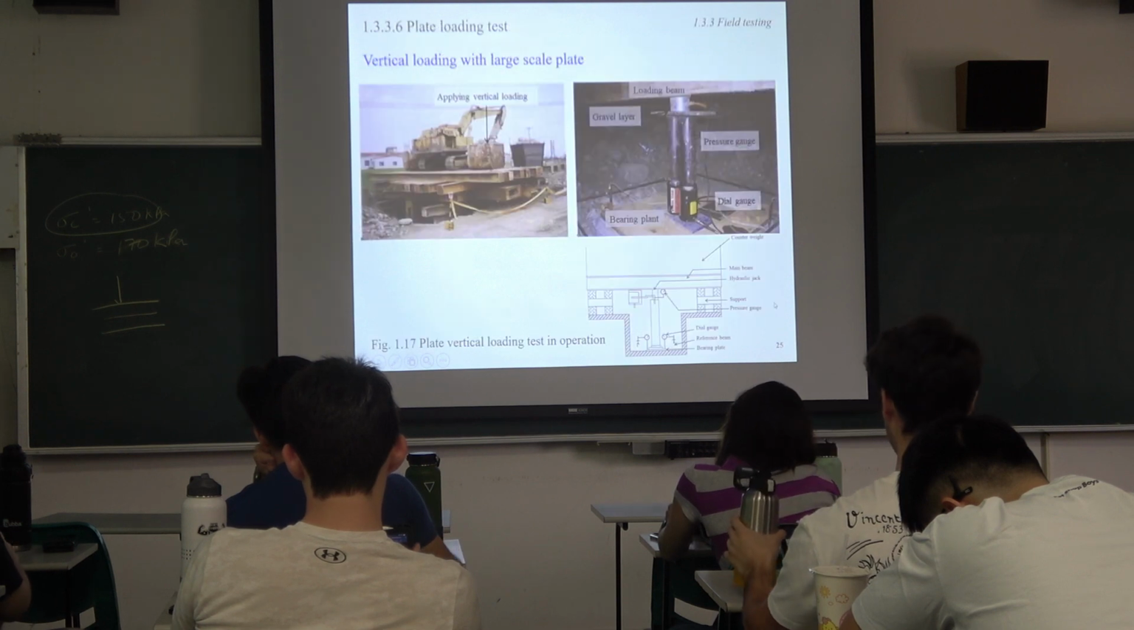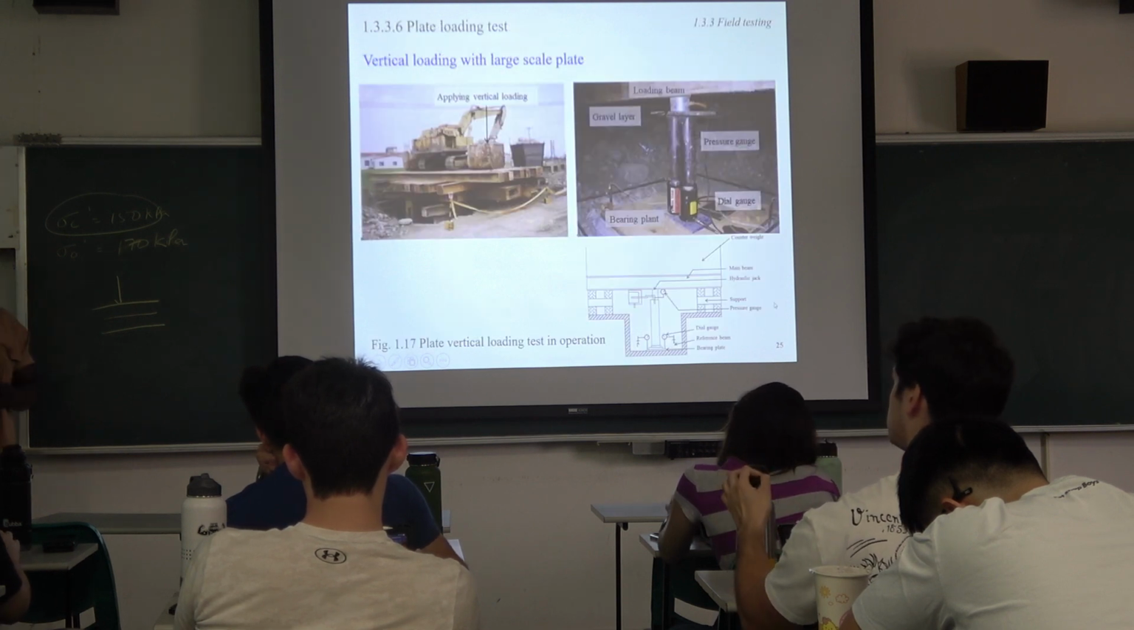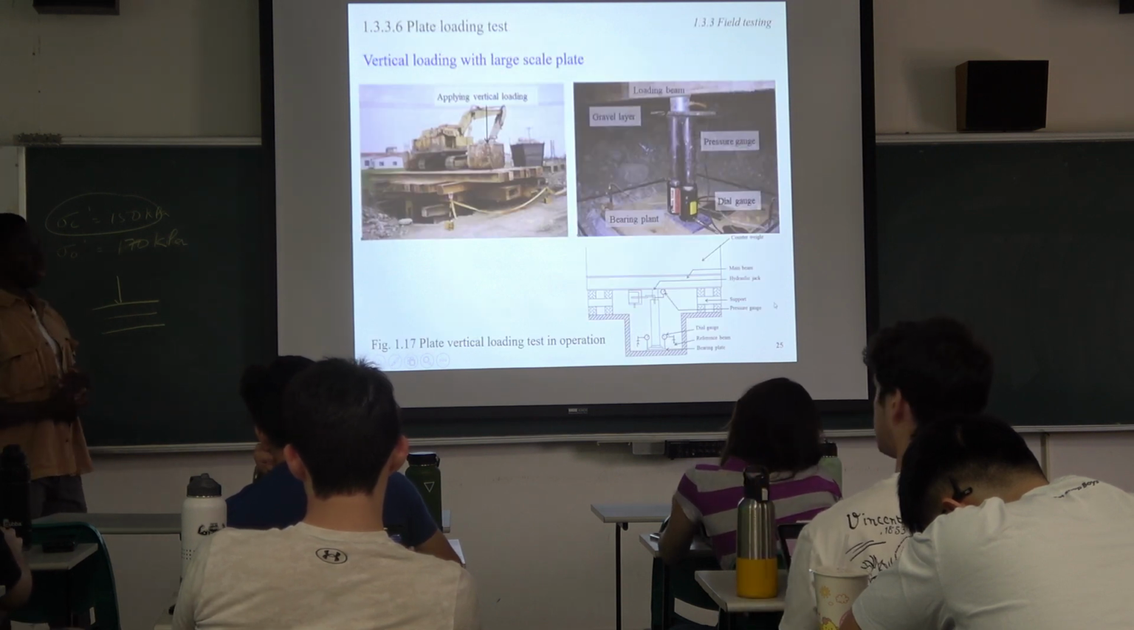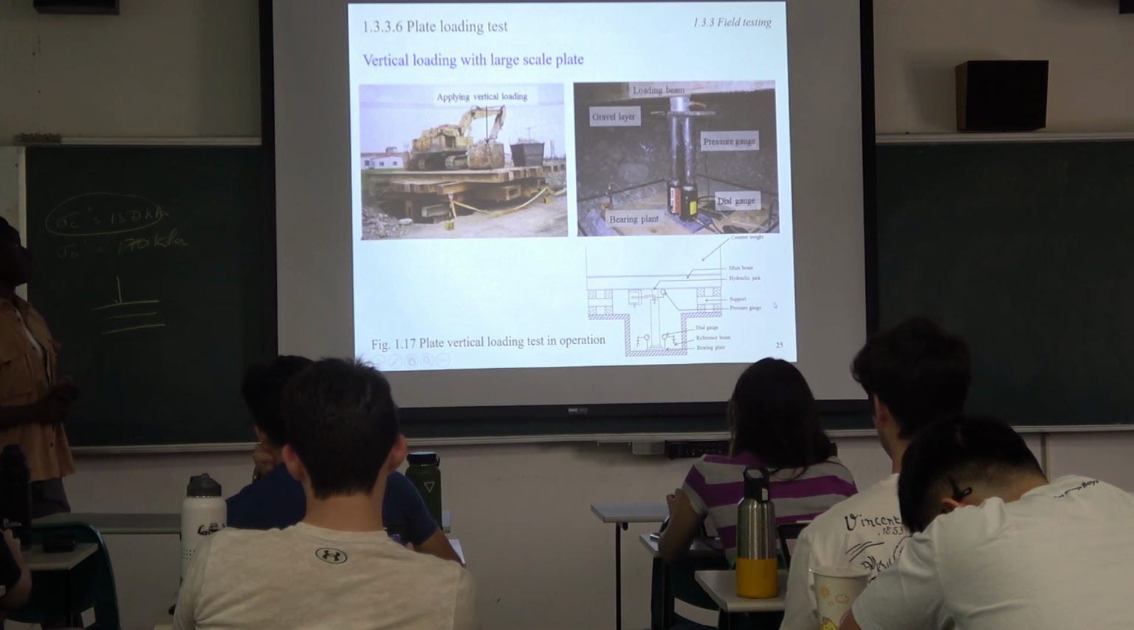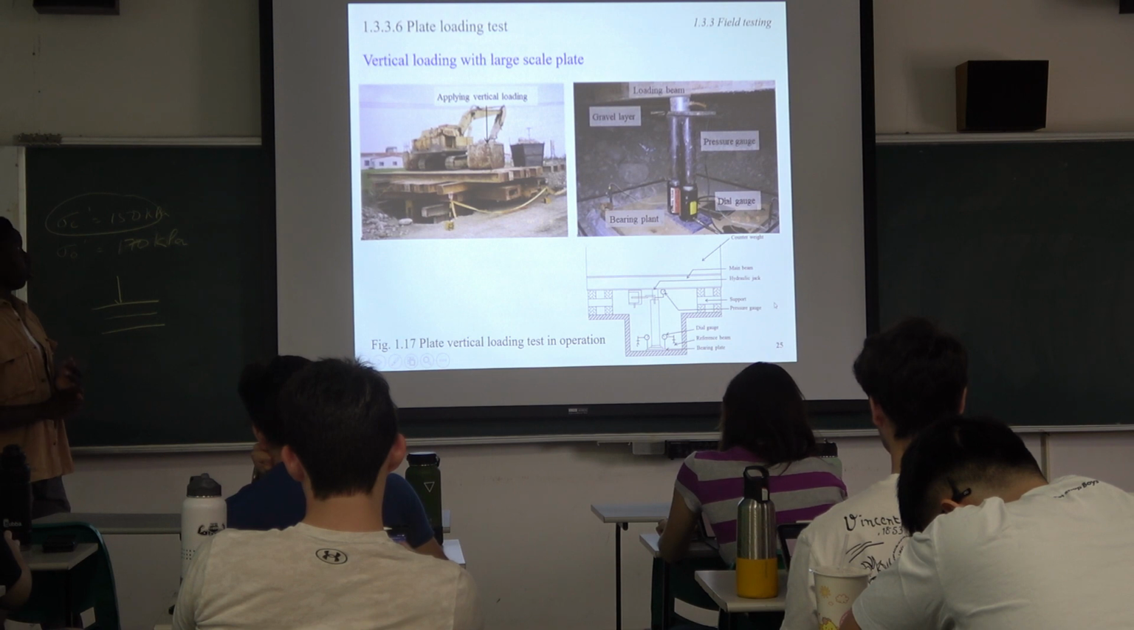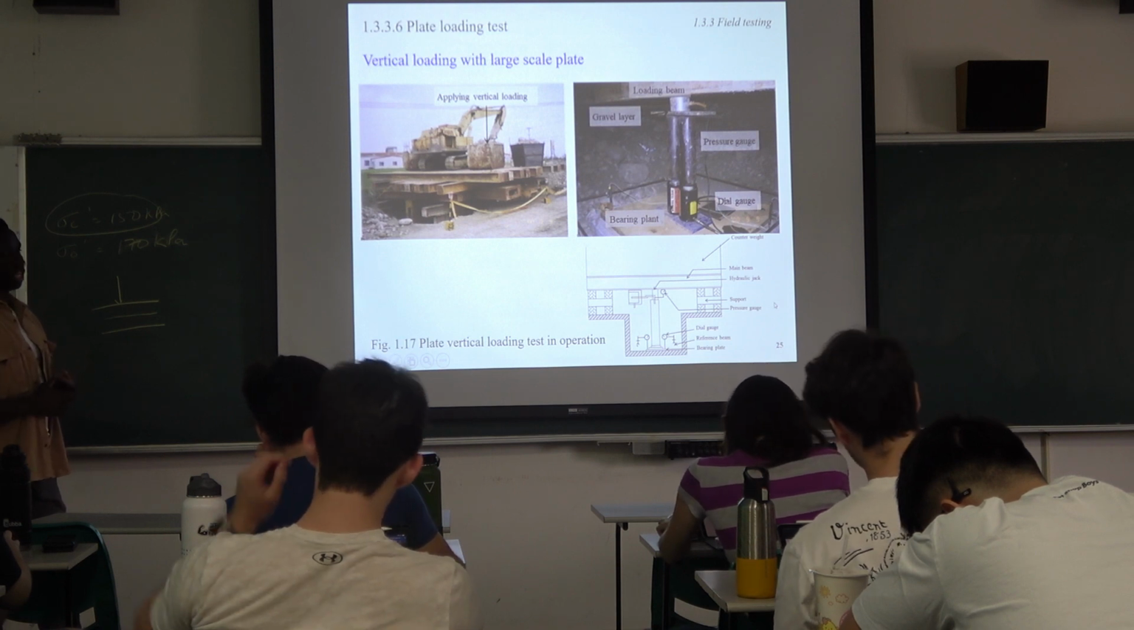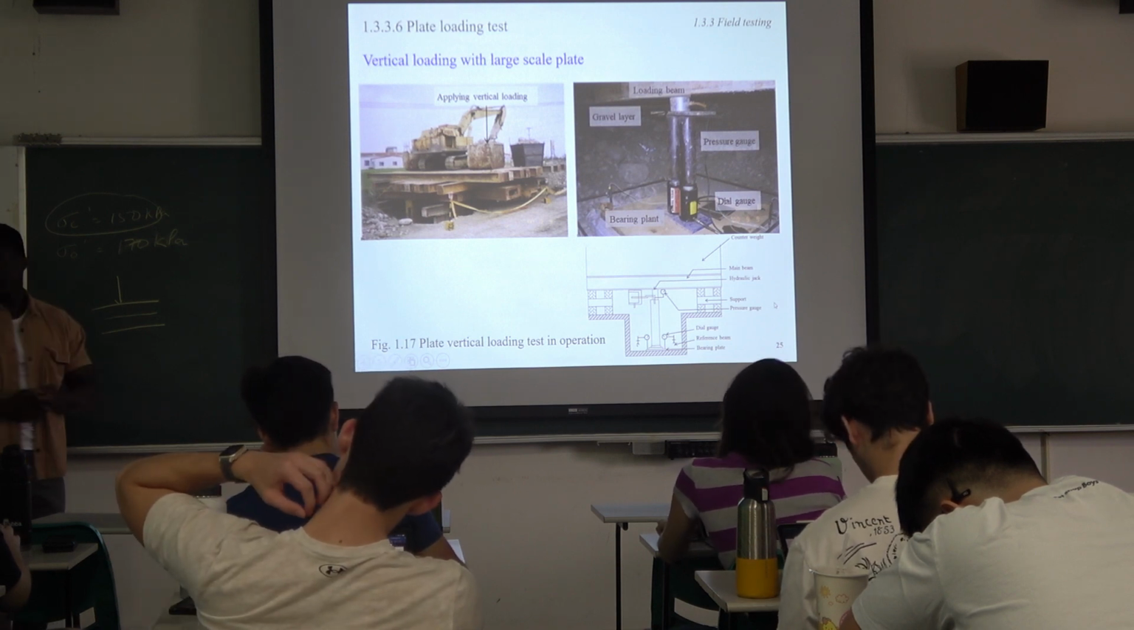Okay, so we can see from the previous tests we did, you can get a lot of the soil properties. For example, those tests can help you find the frictional angle, the cohesion, and the undrained shear strength, typically when we are talking about clay soils.